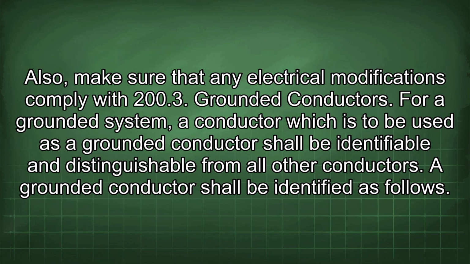Also, make sure that any electrical modifications comply with 200.3, Grounded conductors. For a grounded system, a conductor which is to be used as a grounded conductor shall be identifiable and distinguishable from all other conductors. A grounded conductor shall be identified as follows.